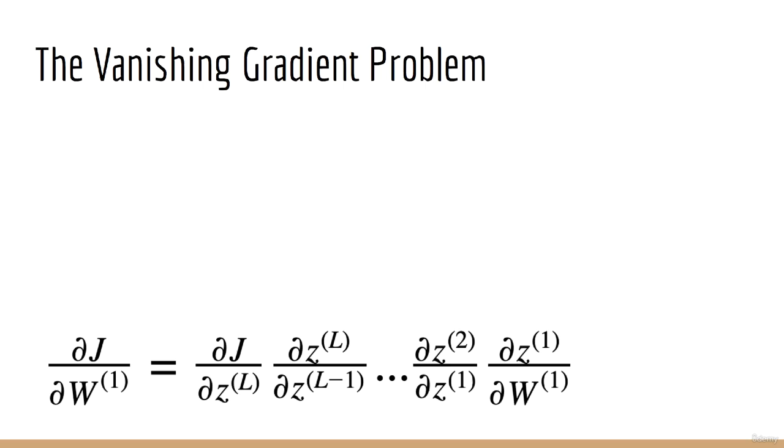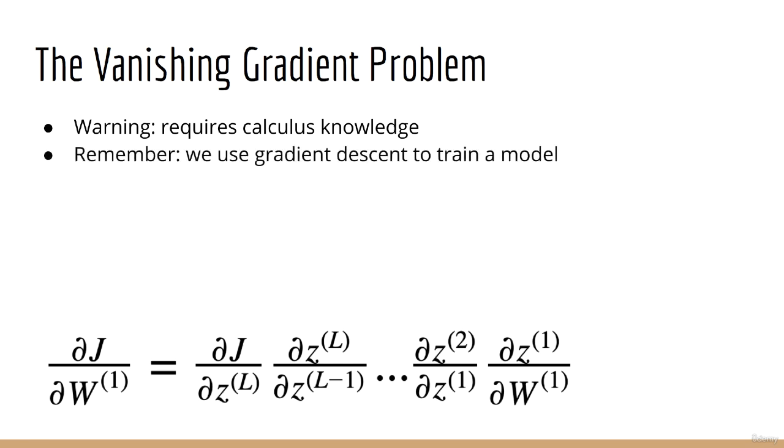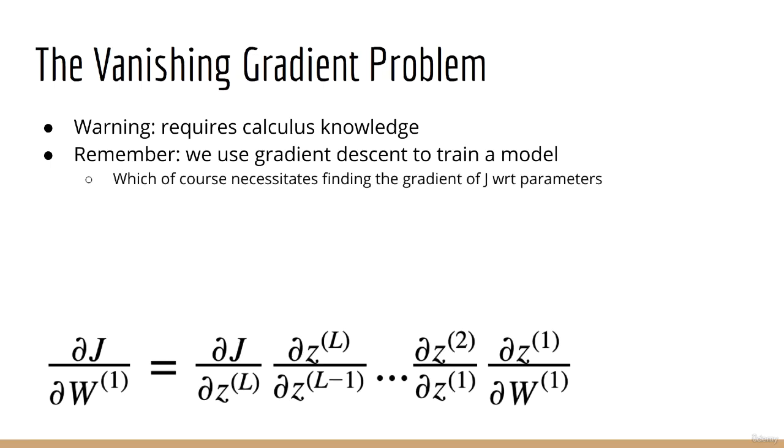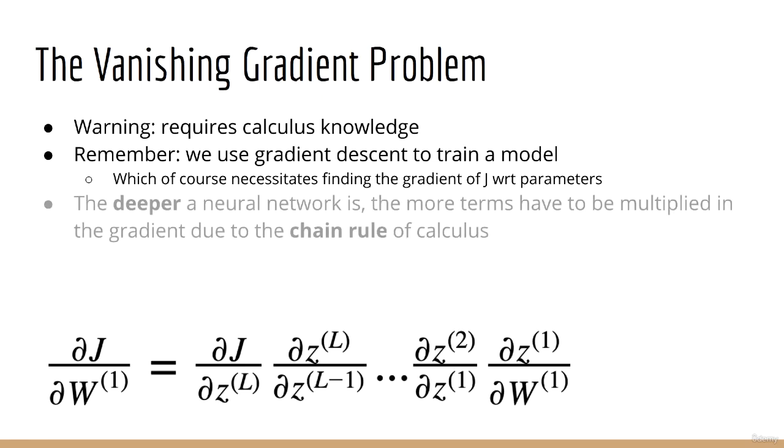The major problem with sigmoids and Tanhs is called the vanishing gradient problem. Now, this part requires a little bit of calculus knowledge, so if you're not comfortable with that, then feel free to skip ahead. Remember that our method of training a neural network is gradient descent. And obviously, this involves finding the gradient of the cost with respect to the parameters. The problem is, when you have a very deep neural network, your gradient has to propagate backwards throughout the neural network starting from the end.